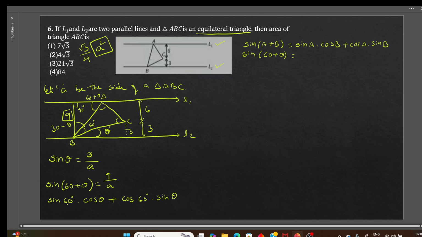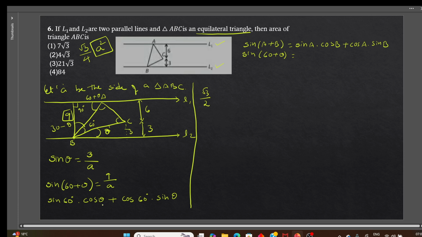What is the cos 60 degree value? Root 3 by 2. The cos 60 degree value is root 3 by 2.